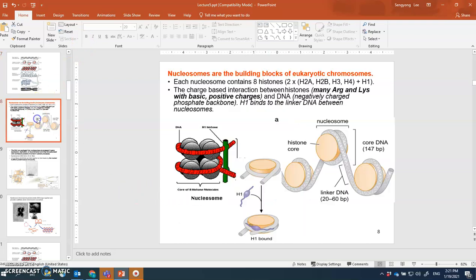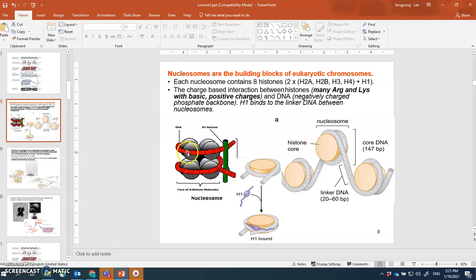So let's take a look at the nucleosome structure. Of course, it's a building block of the eukaryotic chromosome. It's got histone proteins. Histones are normally positively charged proteins because they have so many arginine or lysine, those basic amino acid residues. Why do they have positively charged amino acids? Think about it, your DNA is negatively charged because of the phosphate sugar backbone. Phosphate, P minus, is negatively charged, so they can have ionic interaction.